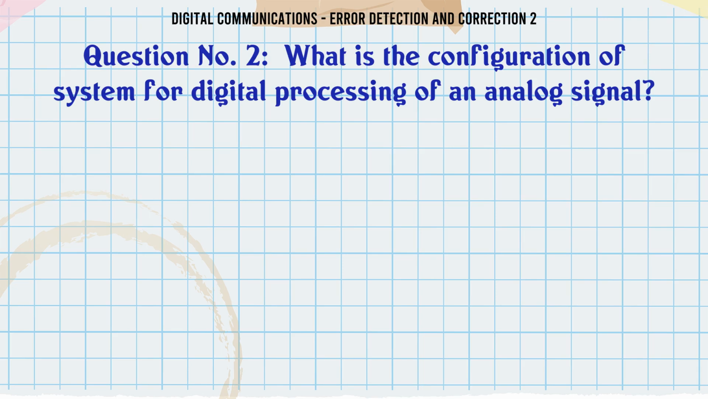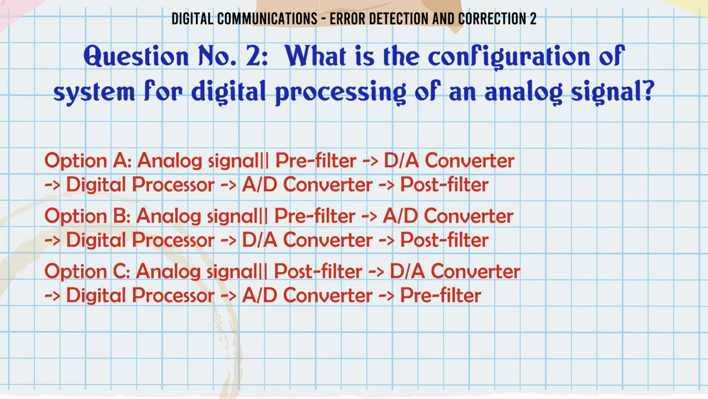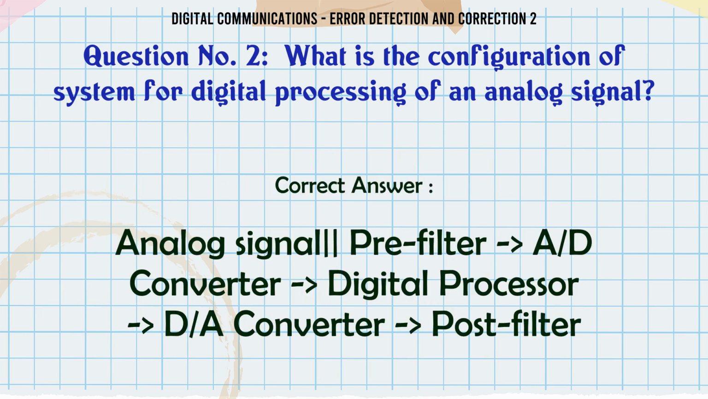What is the configuration of system for digital processing of an analog signal? A. Analog signal pre-filter, A/D converter, digital processor, D/A converter, post-filter. B. Analog signal pre-filter, A/D converter, digital processor. C. D/A converter, post-filter. Analog signal post-filter, A/D converter, digital processor. D. None of the mentioned. The correct answer is analog signal pre-filter, A/D converter, digital processor, D/A converter, post-filter.